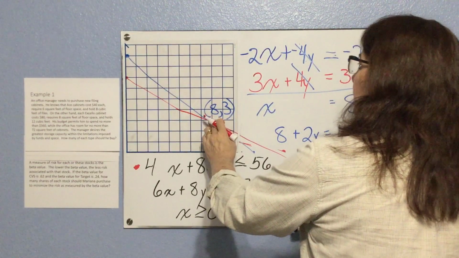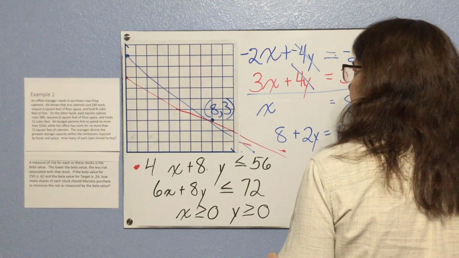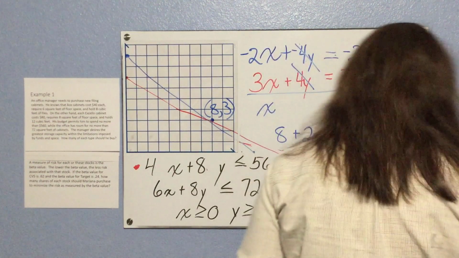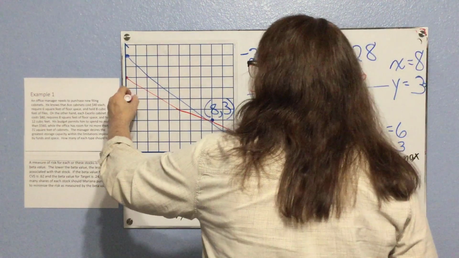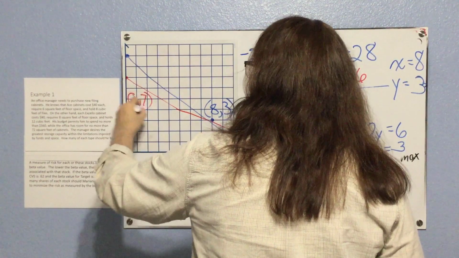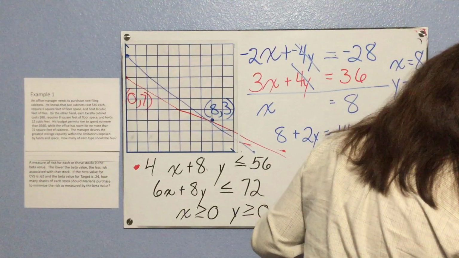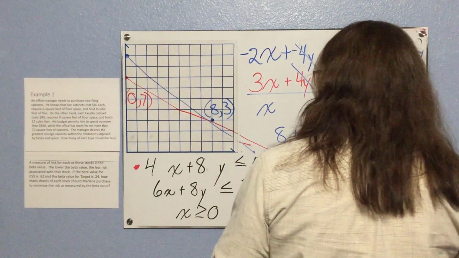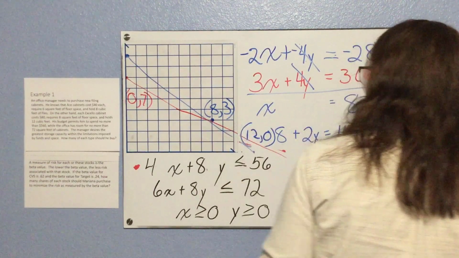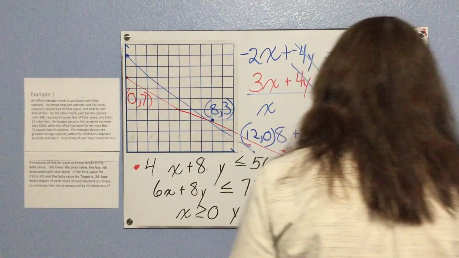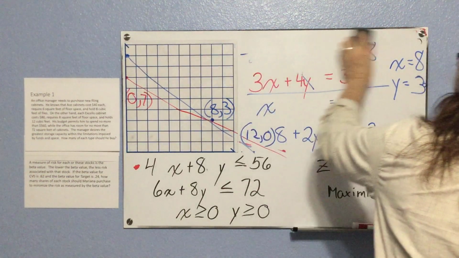Okay, so I've got one corner point here. And my other corner points are going to be up here at 0, 7, and out to the side here at 12, 0. Which of those is going to maximize my objective equation?